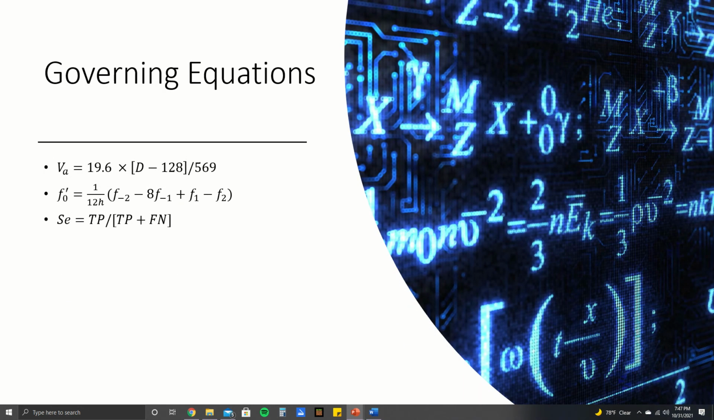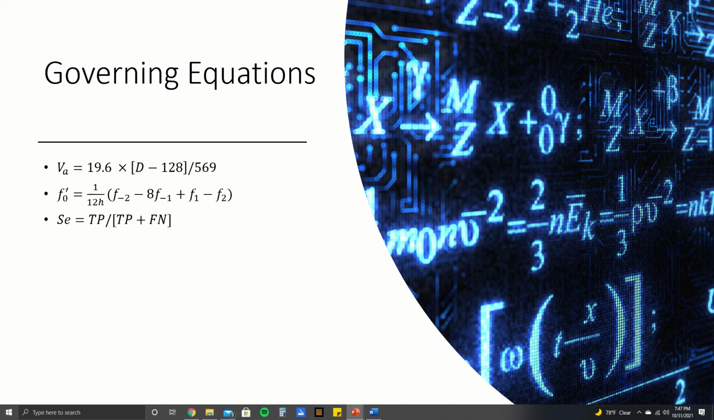Governing equations that they used for their research and the work done involved the three shown on the screen. Now, the first is an equation that essentially is a conversion factor, a simplified equation of conversion of using the analog signal and translating it into a data signal, once again, for further analysis.